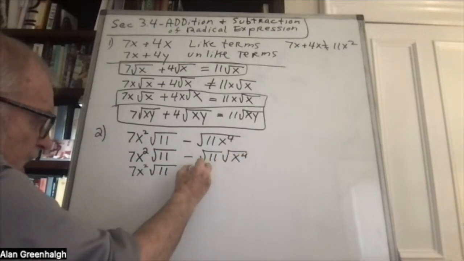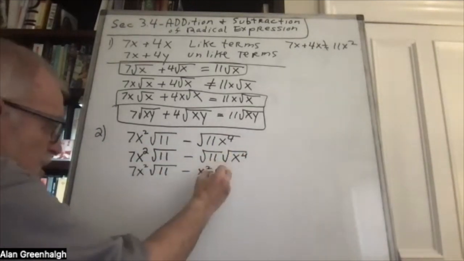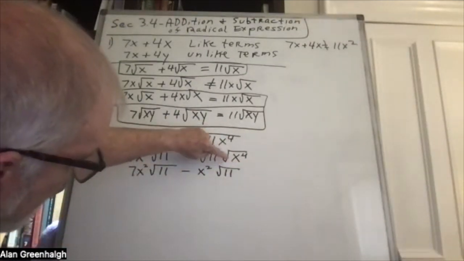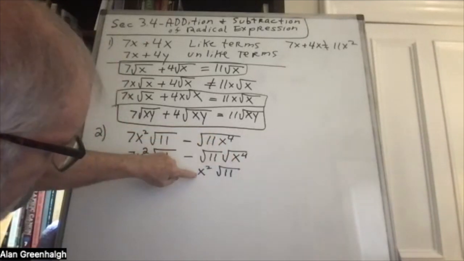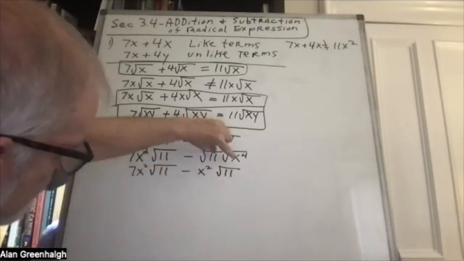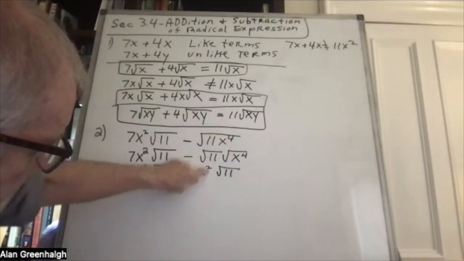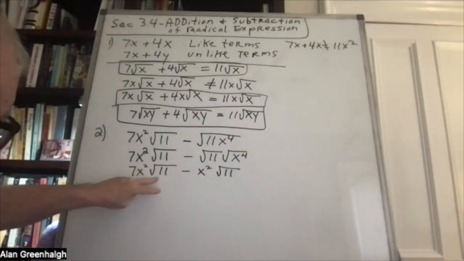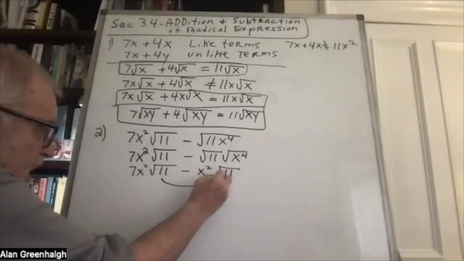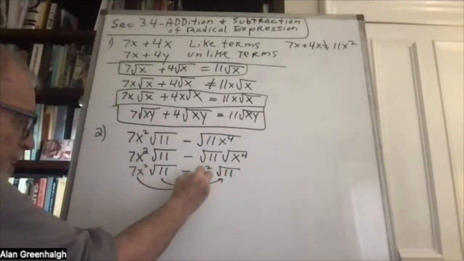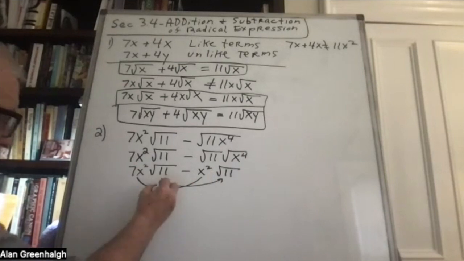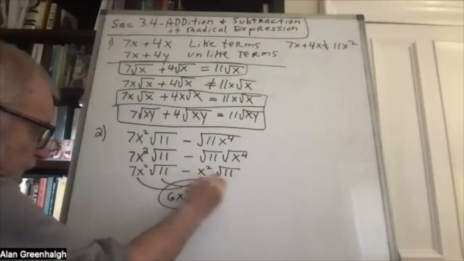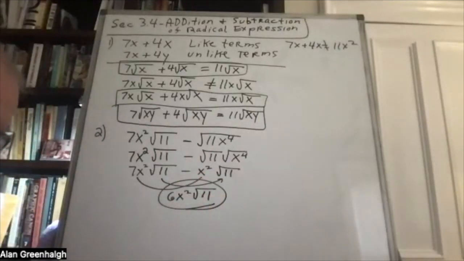This is equal to x squared times the square root of 11. So what I did was I took the square root of x to the fourth, which is x squared, and then switched it around so that that was in front and that was behind. And this is good, because not only do we have the same radicals, but we also have the same variables there. And the answer here is 6x squared times the square root of 11. And that's the answer to the question.